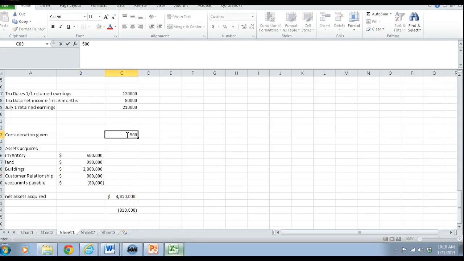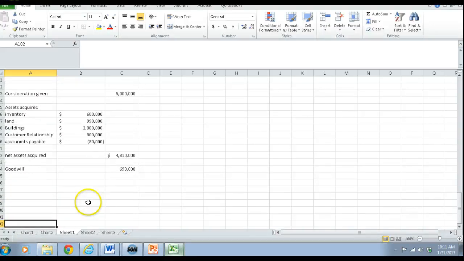So if I do 5 million, let me just see here. Then I got 690. Okay, that's correct. That's what we want our goodwill to be. 690. Okay. I'm so sorry. So 690 is what we need to report in goodwill. So we needed to do this calculation in order to determine what we're going to record on our journal entry as goodwill. So that was step one to determine what's our goodwill.